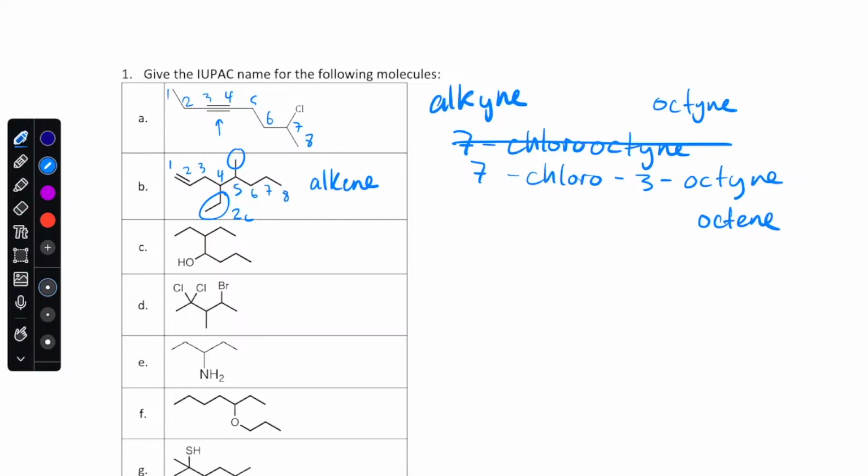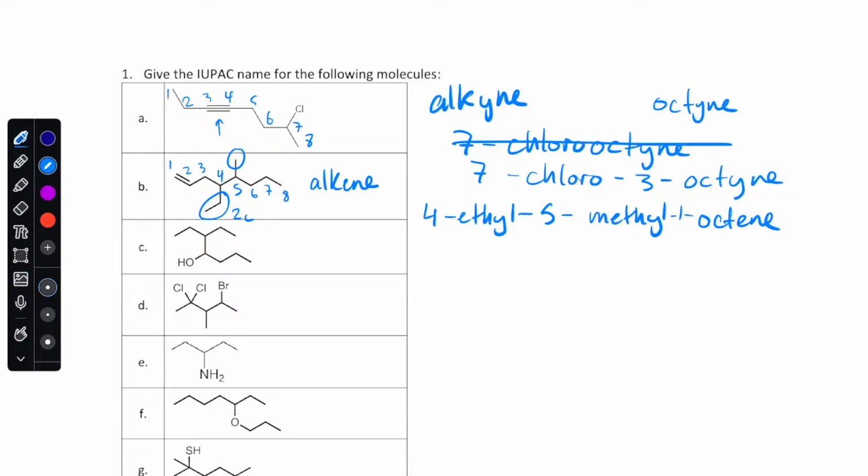And so that means we would have the full name of this being 4-ethyl-5-methyl-1-octene, to give the position of that double bond.